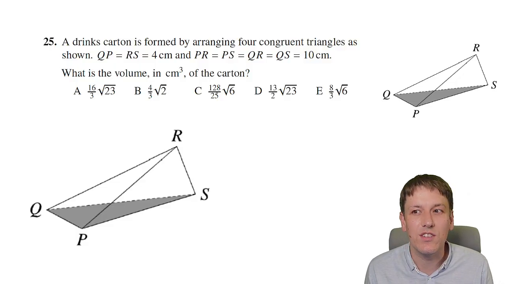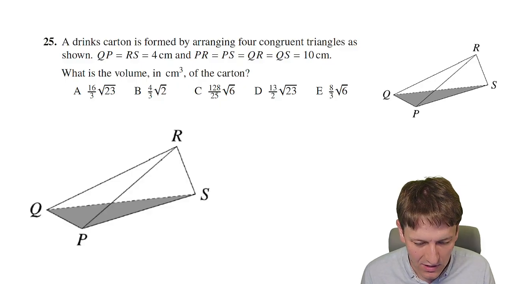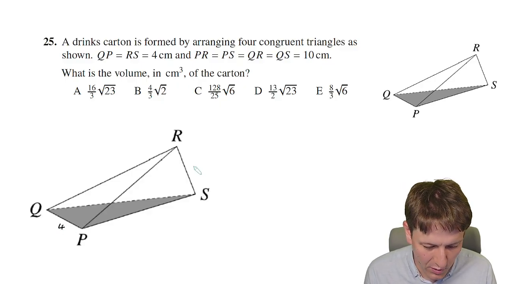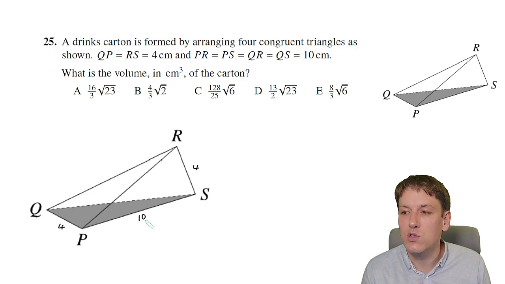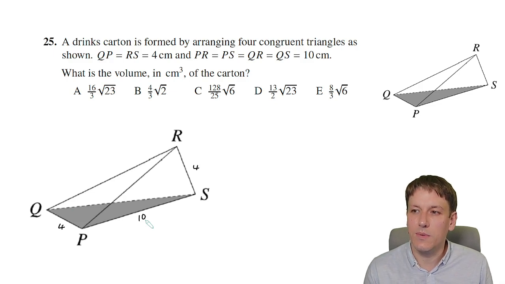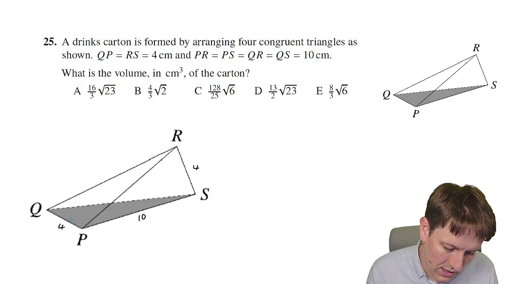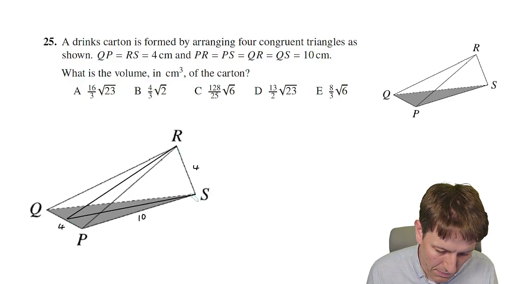So we're at question 25, a very challenging problem. As always, we've got a drinks carton and it's made of these triangles. I've got lengths 4 here and here, and then the longer sides PS, PR, QS and QR are all 10. So we want to work out the volume in centimetres cubed of the carton. And what we're going to do is split it down the middle here into two pyramids.